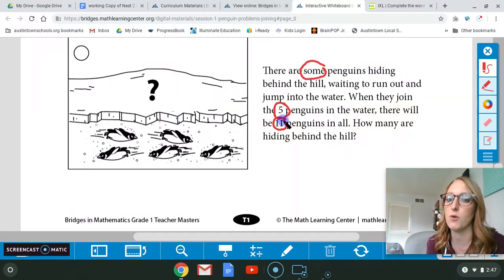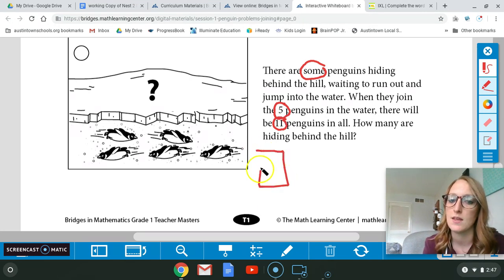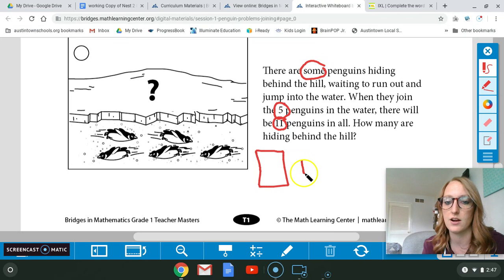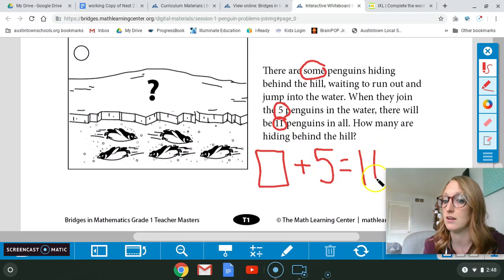So how many will there all be together? 11. So let's see. We're going to start with the sum, and then they're going to run and join. So what do I use for join? Do I use a plus or a minus? I use a plus. They're going to run and join plus the 5 penguins that are already in the water. And then all together, now they told us there is going to be how many penguins? 11.